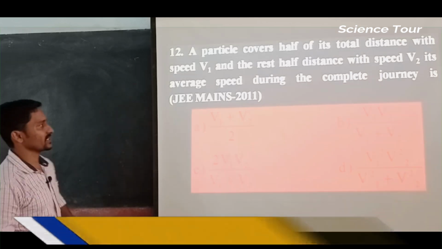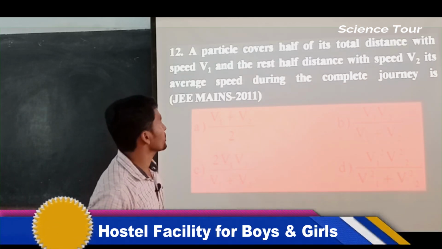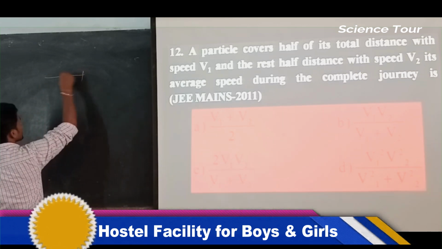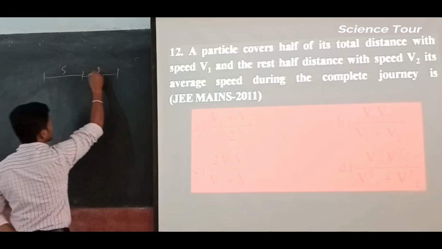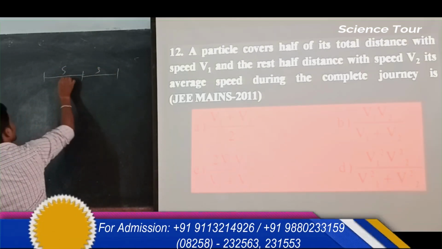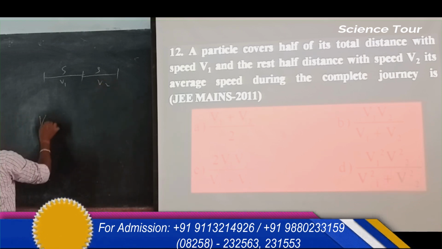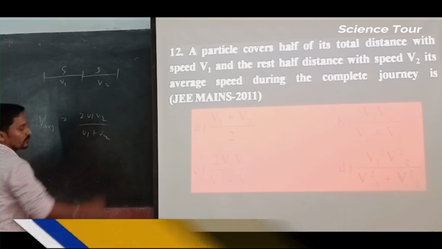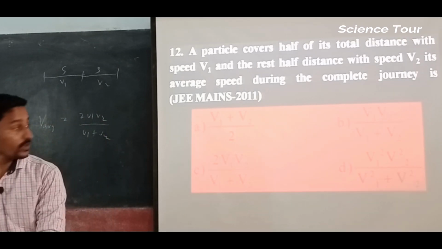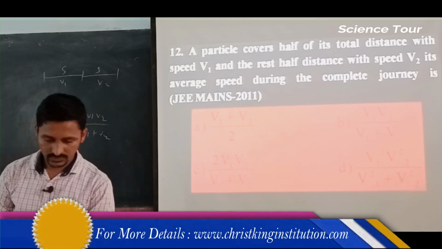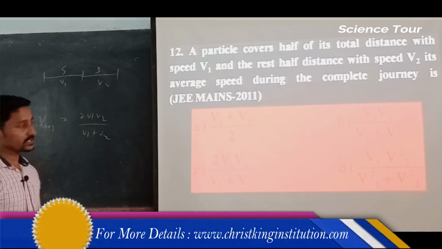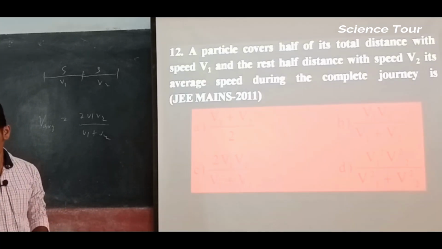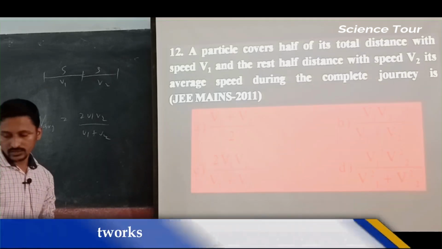Simple, direct equation, right? Half of the distance with v1 and the rest with v2, which means the distances will be the same. Then v average is how much? That is 2v1v2 divided by v1 plus v2, isn't it? 2v1v2 divided by v1 plus v2, that equation. Okay, so this is the equation.